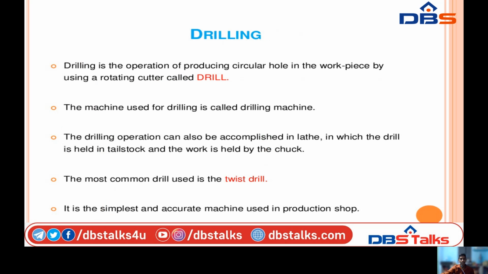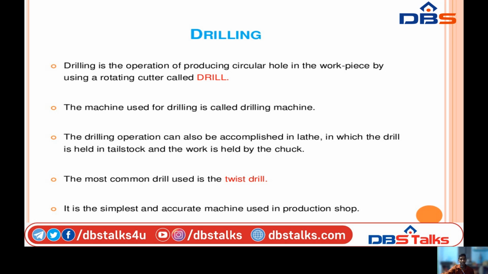First of all, what is drilling? I'm not talking about the drilling machine. First of all, what is drilling? Drilling is nothing but producing a hole. That means producing a circular hole in a workpiece by using a rotating cutter called a drill. Drilling is one type of operation. Here we are producing a hole by using rotating cutters. It is nothing but drilling. The machine used for drilling operation is called a drilling machine.